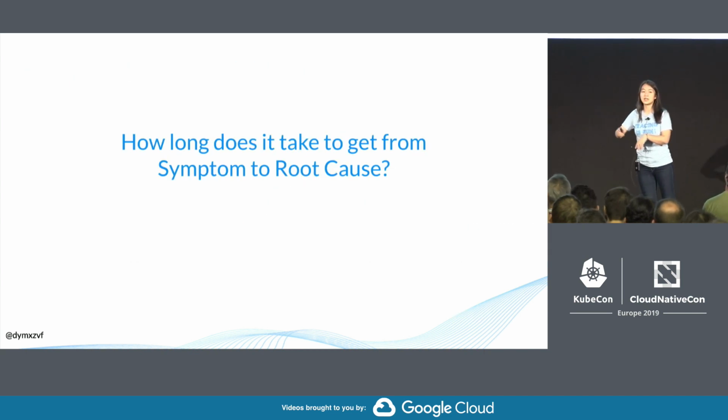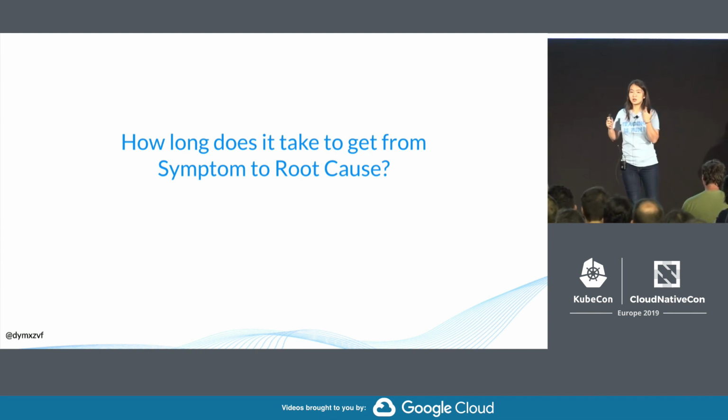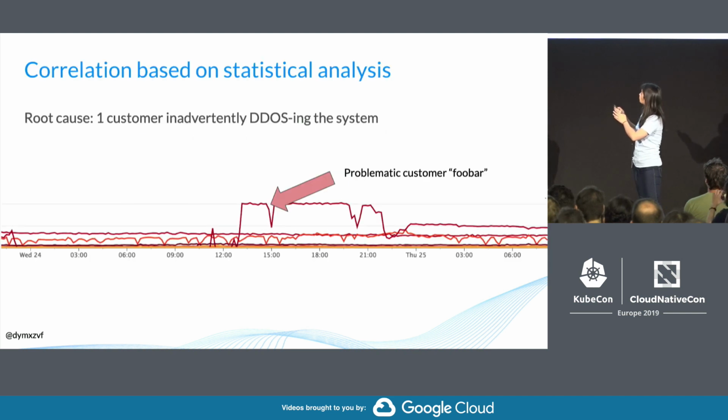So how long does it take to get from your symptom to the root cause in this case? It took too long. I don't remember the exact number, but I think it took at least an hour. The problem is, to get to this graph, you need to know what to segment by, right? There's a lot of tag values that you associate with your metrics, and knowing that this was the magic value you had to segment by was the first problem.